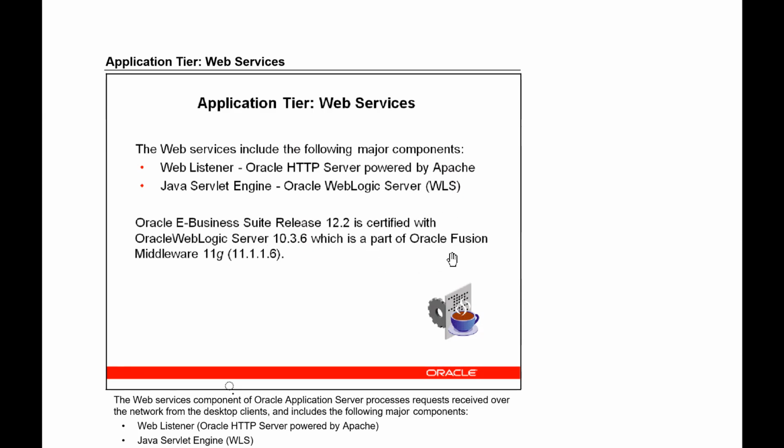Actually, Fusion Middleware has so many products. Here we are using WebLogic Server. Similarly, Oracle Fusion Middleware has many components, for example OID, Oracle Internet Directory, Oracle Access Manager, OAM.